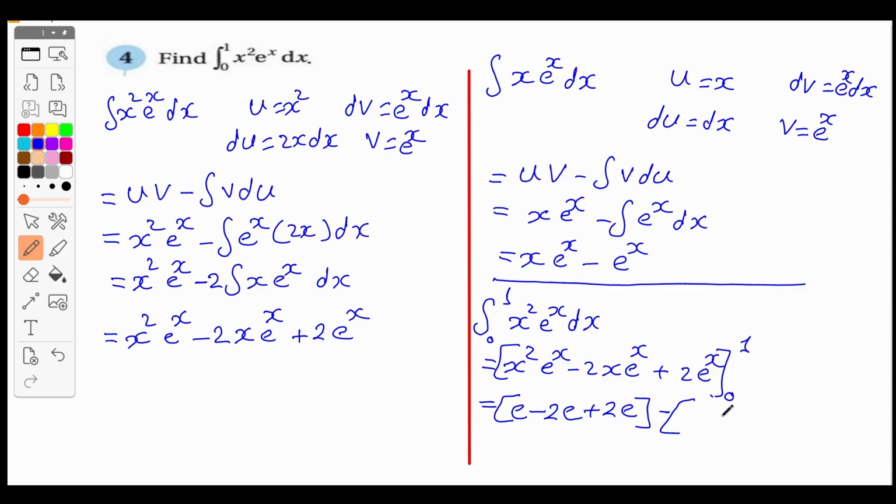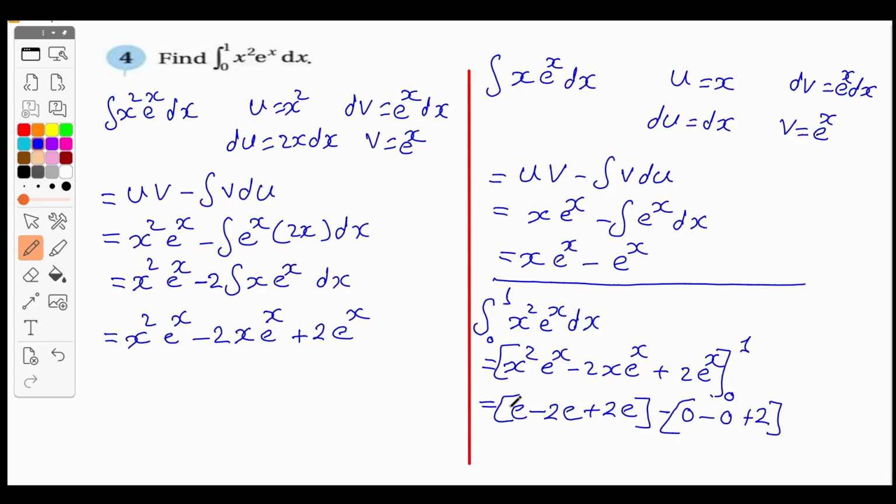Minus, let's plug in 0. 0 times this one will be 0. Minus, again, this one will be 0. 0 times anything is 0. Plus 2 times e to the power of 0. You know that e to the power of 0 is 1. 2 times 1 is 2.